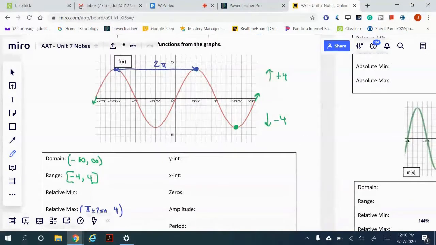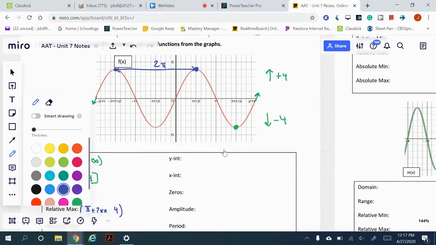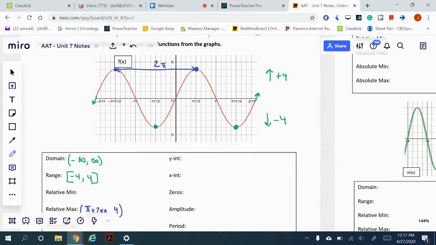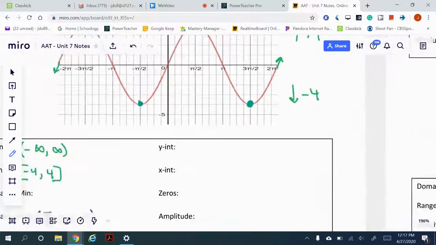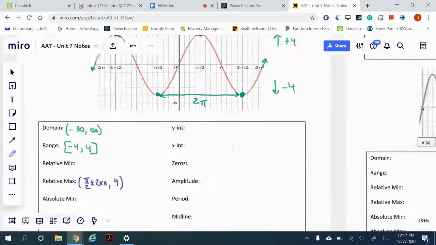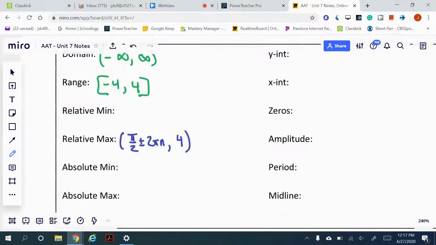So let's talk about relative mins. Well, relative mins, take a different color. I've got one at negative pi over 2, and I've got one here at 3 pi over 2. And we can see that again, the same way, it's going to be repeated over and over again. So what's the distance to go from negative pi over 2 to positive 3 pi over 2? That is also a distance of 2 pi there. Right? So relative min is going to work the same way.